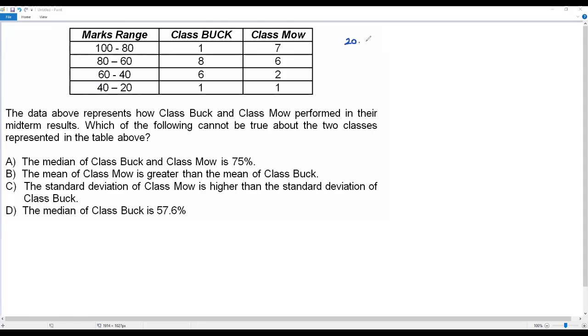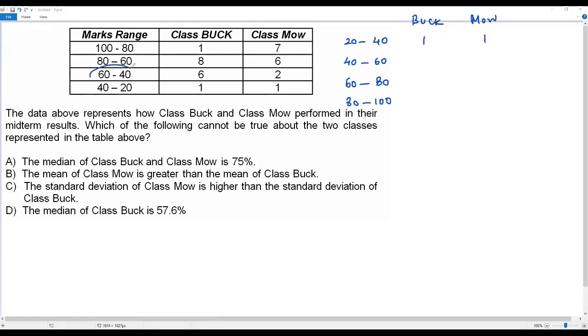That is 20 to 40. Then we have to write 40 to 60. Then 60 to 80. At last, we have 80 to 100. Let me write Buck over here and Class Mow over here. So for this classification 20 to 40, we have the frequency 1 for Class Buck and 1 for Class Mow.